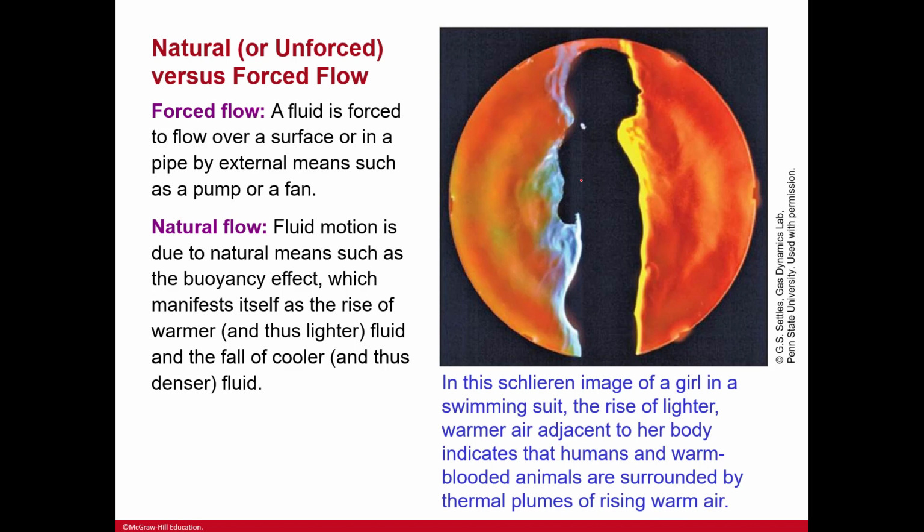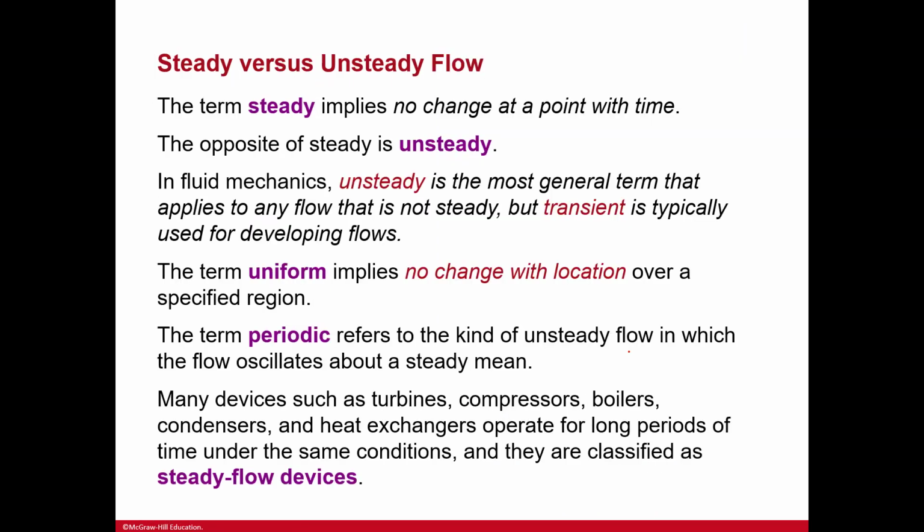and we lose the fog, right? And here in this image, you can see a girl in a swimming suit. The rise of the lighter air adjacent to her body indicates that humans and warm-blooded animals are surrounded by thermal plumes of rising warm air. And again, if you haven't taken thermo, or if you have, this is energy transfer, right? Because we have energy within us, and we're always transferring energy with our surroundings, so we have the most energy transfer with the atmosphere right outside of us.